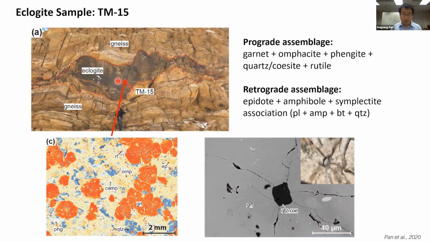In this sample, it shows both prograde and retrograde metamorphic mineral assemblages. For prograde, it has garnet, omphacite, phengite, quartz, rutile, and lawsonite. For retrograde minerals, it has epidote, amphibole, and symplectite association minerals.